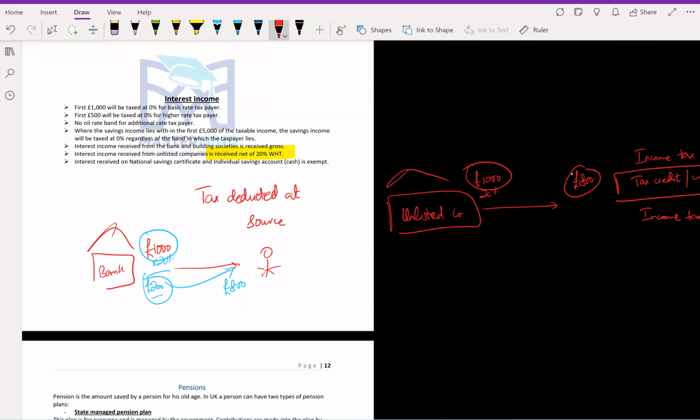Interest received on national savings certificates and individual savings accounts is exempt. This is something that we looked at earlier as well, when we looked at some exempt incomes, right?